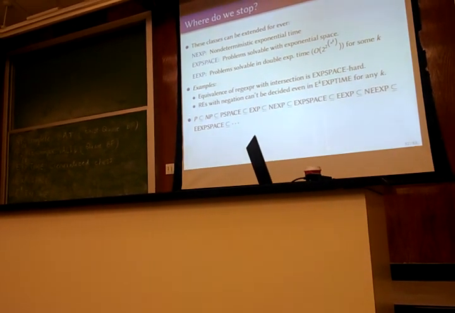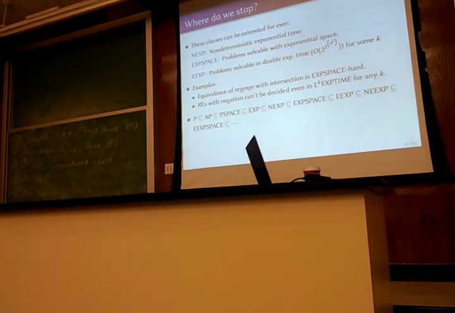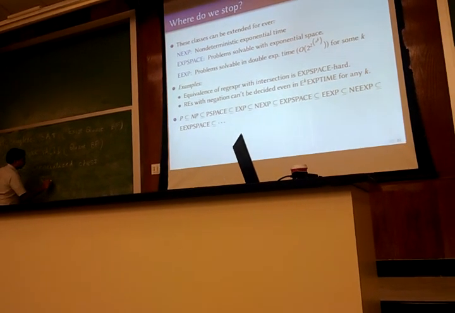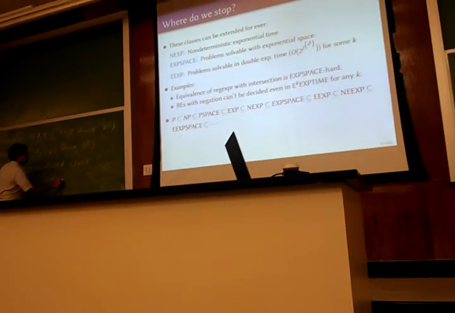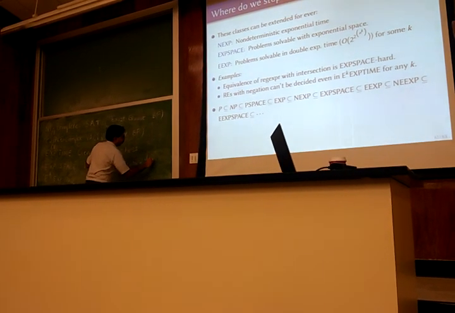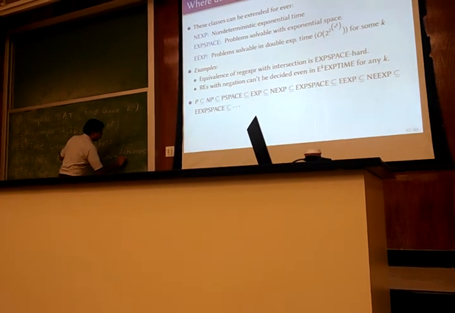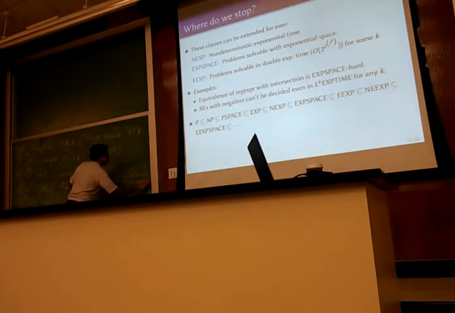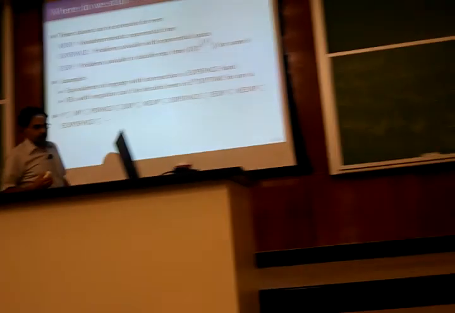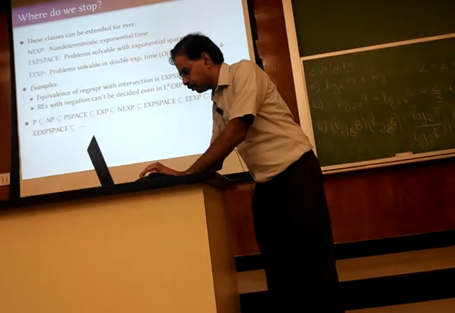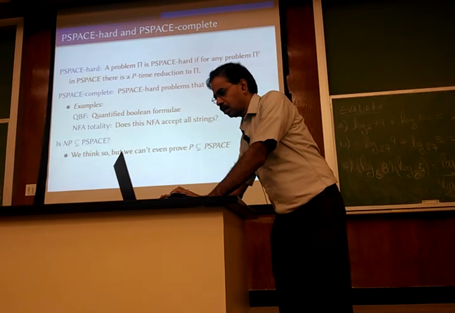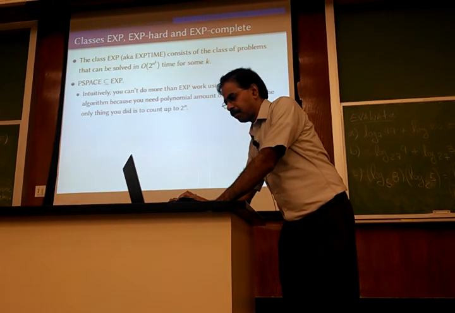So exp space, a canonical example is equivalence of regular expressions with intersection, right? Intersection operator, okay, and then you want to determine equivalence. Okay, so that's an example of an exp space problem. There's one more problem to do. Okay, so that's good.